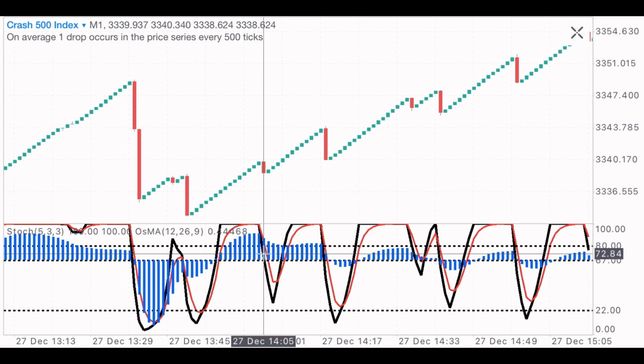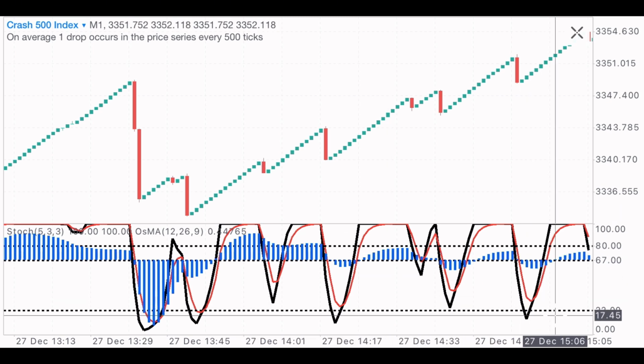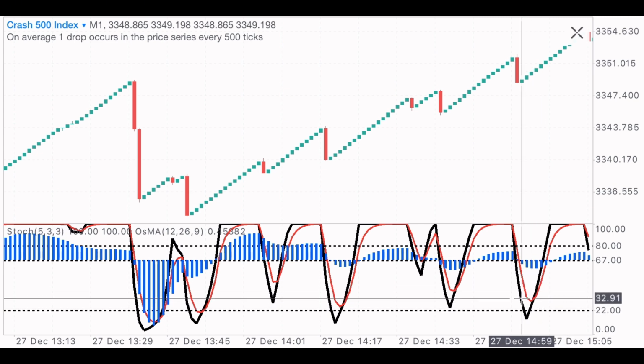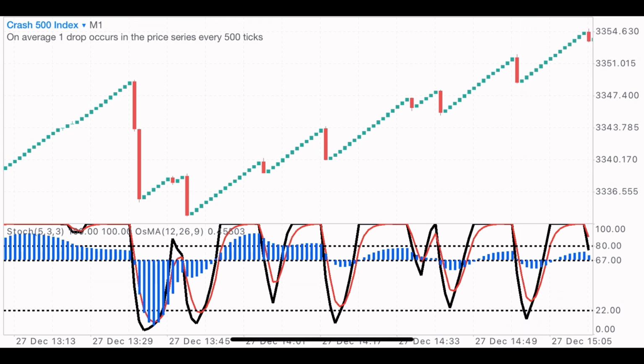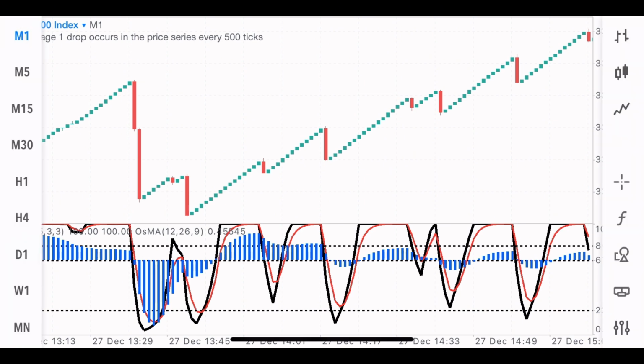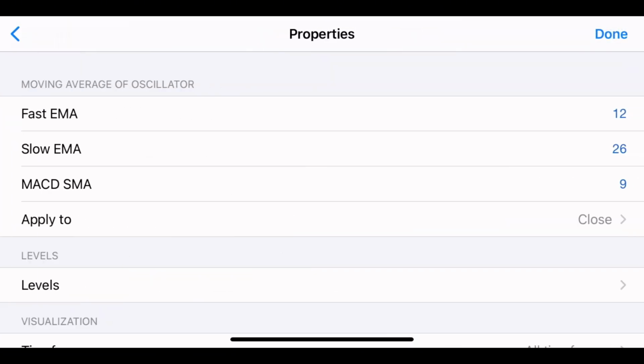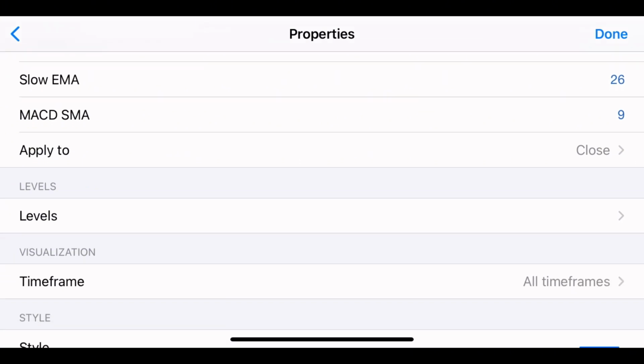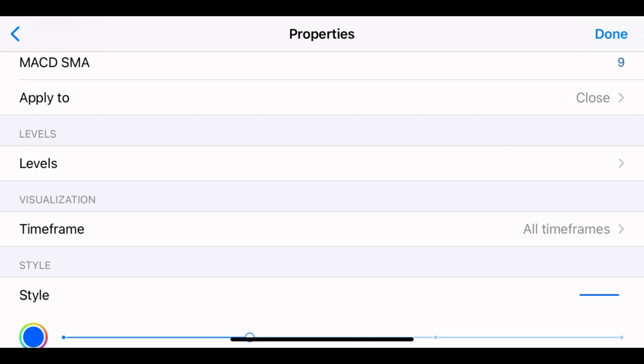Okay, now I'm going to show you the setup for the moving average of oscillator. Remember the setup which we just set is for stochastic oscillator. The 3 levels 1, 2 and 3 is for stochastic oscillator, which is the black and red line. Now for the setup for the moving average of oscillator, we're going to put it on fast EMA 12, slow EMA 26, then the MACD SMA is going to be on 9 while you apply it to close, right? Then you shouldn't add any levels because we have added levels on the stochastic oscillator, right?